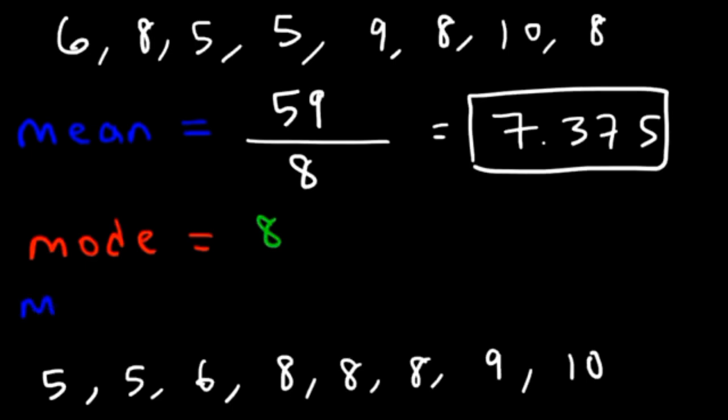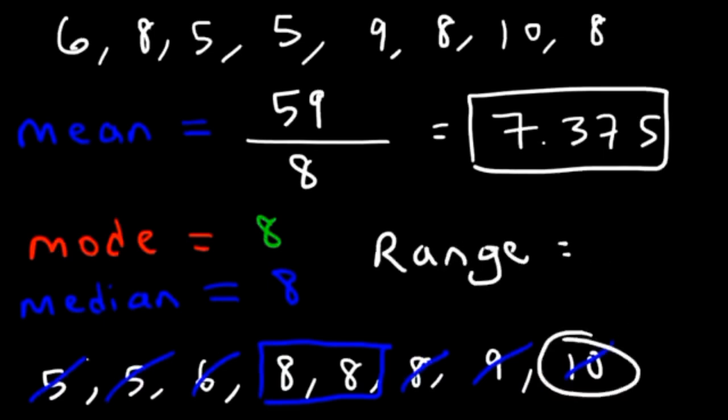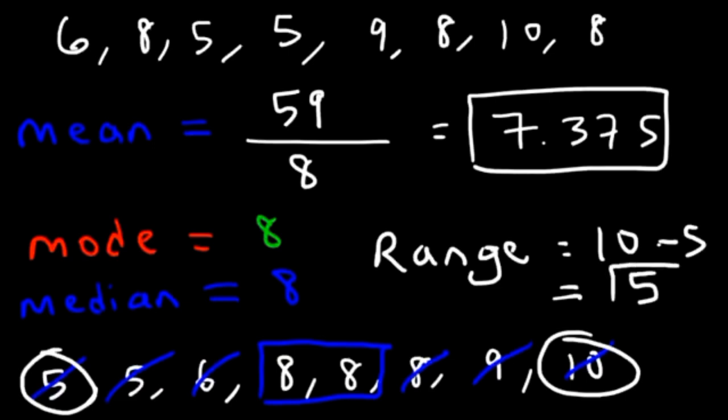Now the median is going to be the middle number. Let's see, we can get rid of 5 and 10, 5 and 9, 6 and 8. In this case, the last 2 in the middle are 8. Because they're the same, the median is going to be 8. Now the last thing that we need to calculate is the range. We know the range is simply the difference between the highest number and the lowest number. So it's 10 minus 5, which is equal to 5.